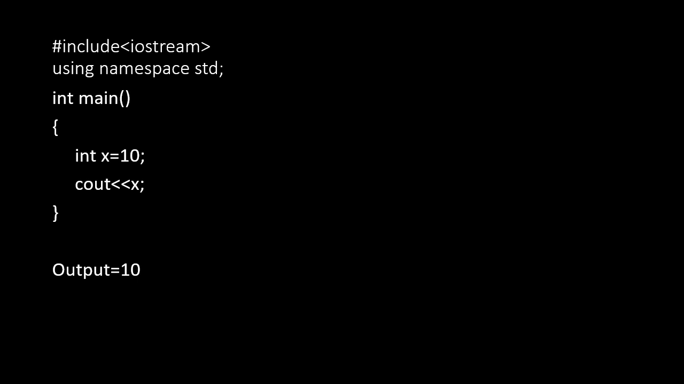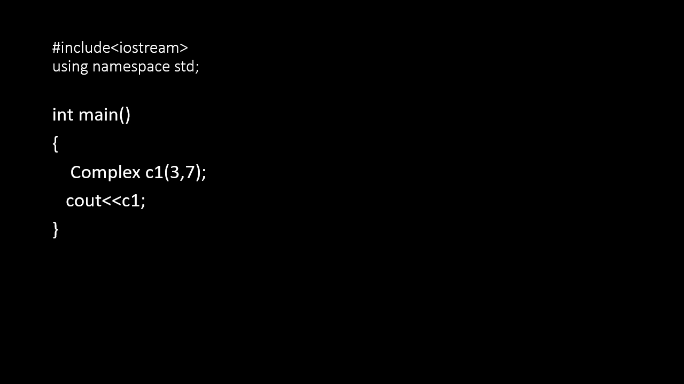Let's take one more example. Complex C1(3, 7). cout C1. We have written it in the same way as in the previous example, that is, cout x. So here the question arises: does C++ know how to display a complex number? No, it doesn't know. Does it know how to display int, float, char? Yes, any type of data you can display using cout.